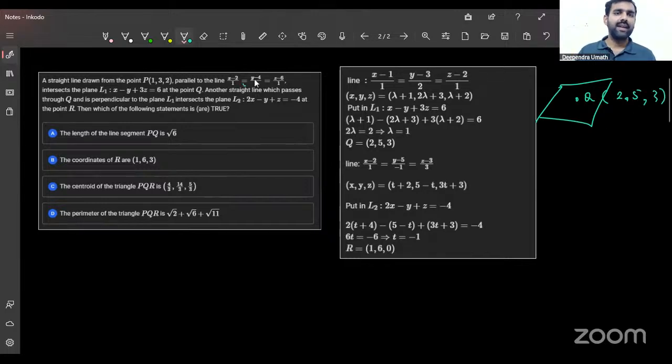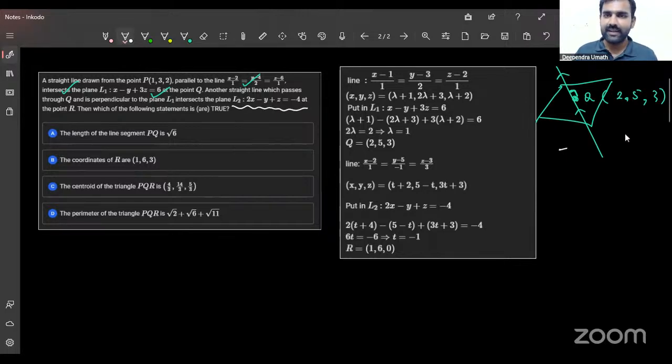Now, another straight line which passes through Q. Now there is another straight line which is passing through Q. So that's your Q. And that straight line is perpendicular to plane L1. So this straight line is perpendicular to the plane L1. So it will have the direction cosine same as the normal to the plane. Now, what does it say next?